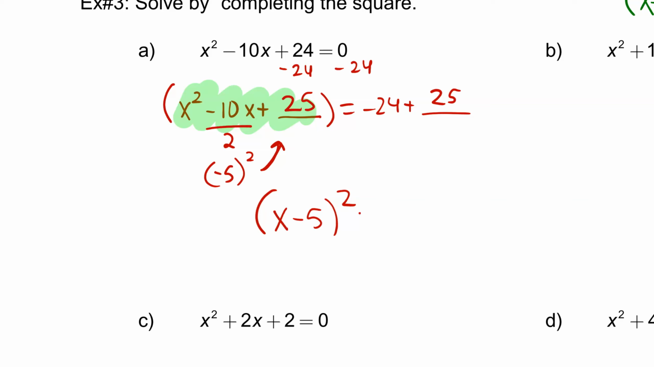Equals negative 24 plus 25 is 1. How will we know which method to use? She'll tell us.